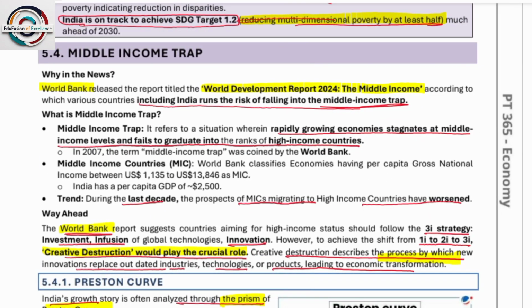Now, what is the middle income trap? The World Bank releases a report on the middle income trap, according to which various countries including India run the risk of falling into the middle income trap. It refers to a situation where a rapidly growing economy stagnates at the middle income level and fails to graduate into the ranks of high income countries.